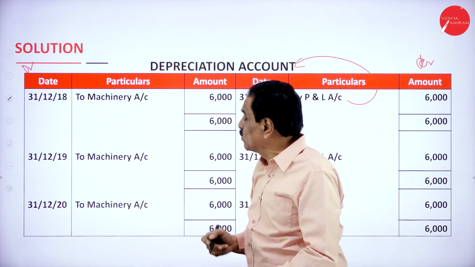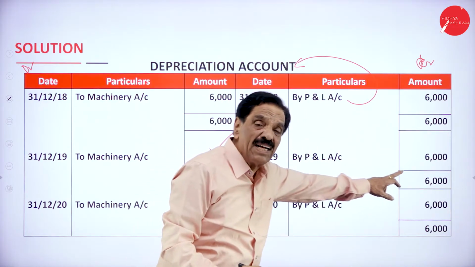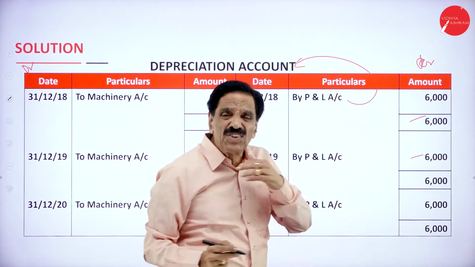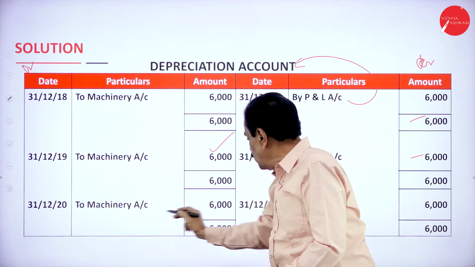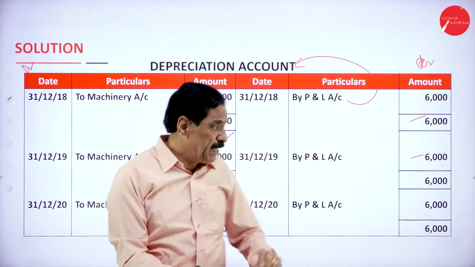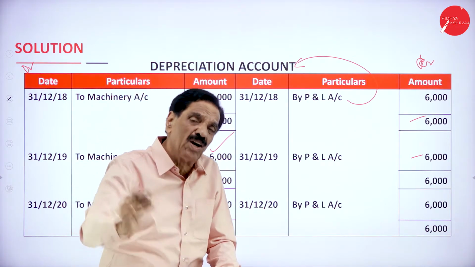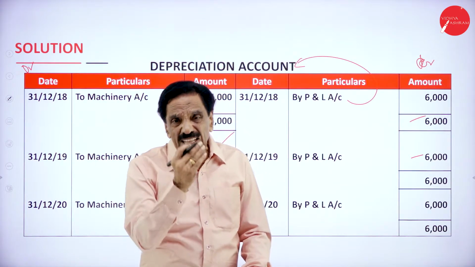In the second year also, to machinery, how much we charge? 6,000. Transfer to profit and loss account, 6,000. Every year you are charging 6,000, the value will come down. Third year, to machinery, how much? 6,000. By profit and loss account, 6,000. Every year you are charging 6,000. You are going to charge till the end of the life.